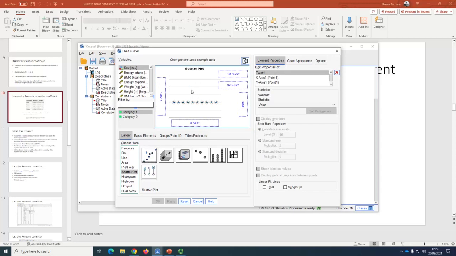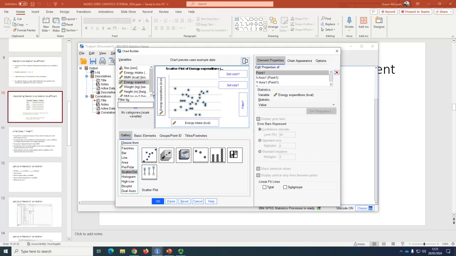Got it? You haven't done this yet, so this might take you a bit. And let go. Great. Okay. Now we've got an X and a Y axis. So let's add our energy intake. Click on that variable and drag it into the X axis. And click your energy expenditure and drag that to the Y axis.